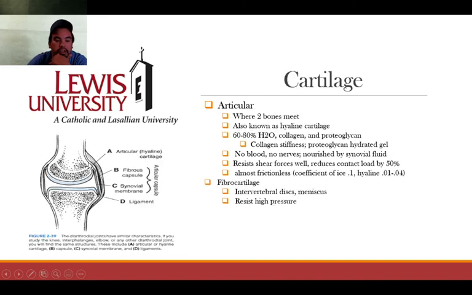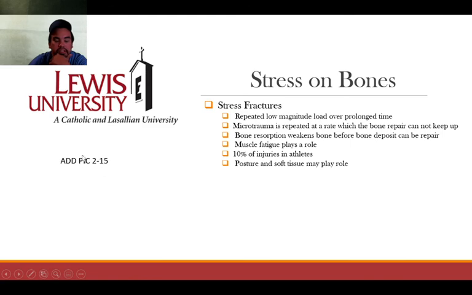Oops, I never took that off. My bad. It's not 215. That's wrong. Stress on bones. Stress fractures. So repeated low magnitude load over a prolonged time. So we go back to what I said, right? We want short time, all right, and a high load. Boom, boom, boom. Our bones can handle those. So when you load it up with a low magnitude, long duration, this is where we start getting stress fractures.